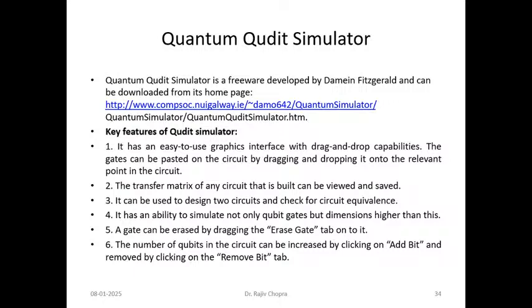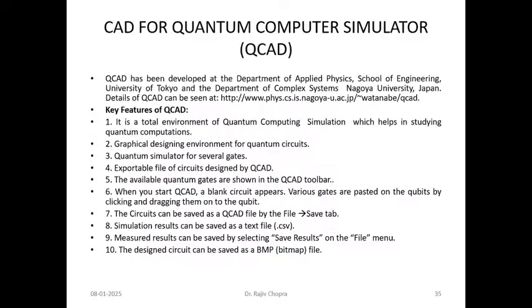It can be used to design two circuits to check circuit equivalence, and it has the ability to simulate not only gates but higher dimensions also. And there are facilities like the erase gate tab. So you can erase a gate, you can also add a bit, and you can remove a bit. These tabs are available on this simulator.